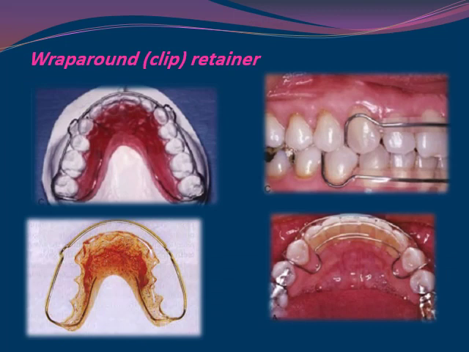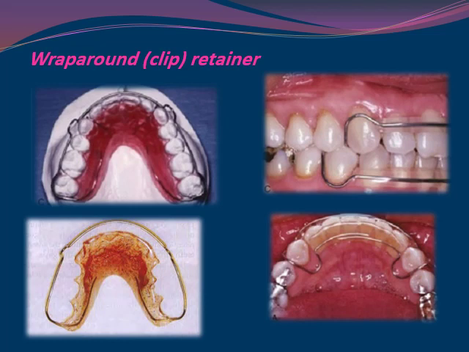The other type of removable retainers is the wrap-around retainer. It is a wire framework that surrounds all the erupted teeth labially and lingually, and this wire is embedded in an acrylic strip. As we see in this figure, this is a wrap-around retainer that surrounds all teeth labially and lingually. Usually this retainer is used in stabilizing periodontally weak teeth.